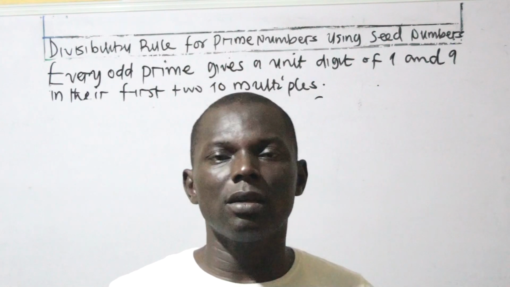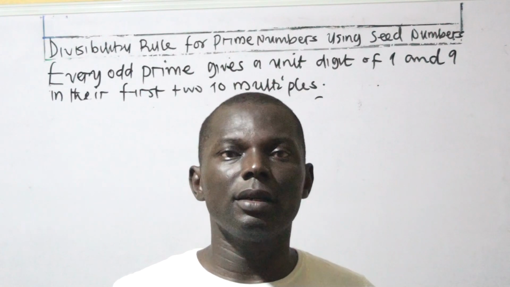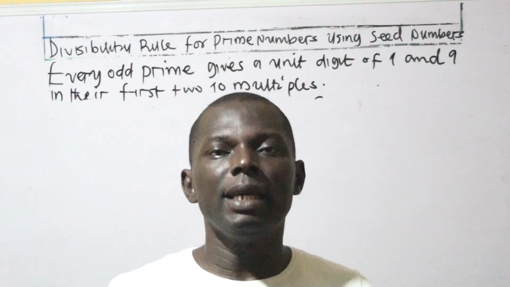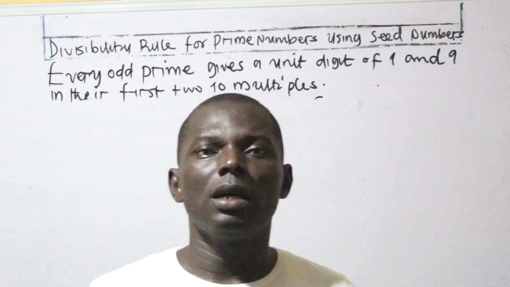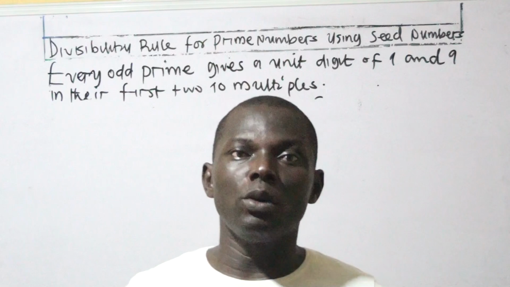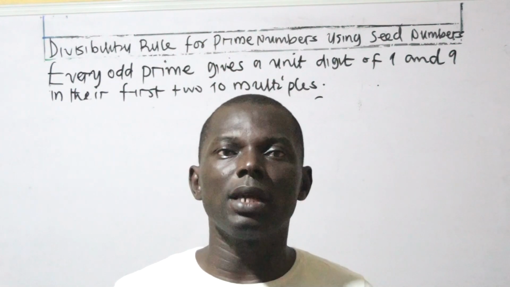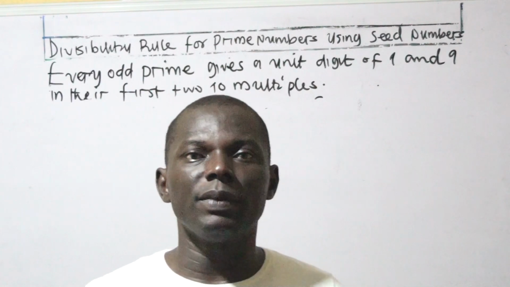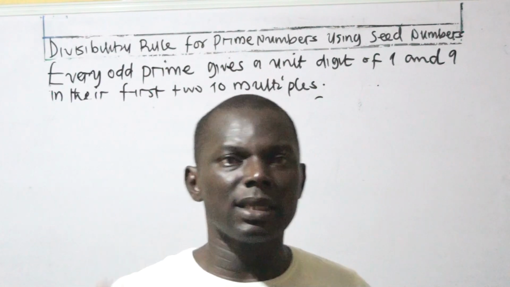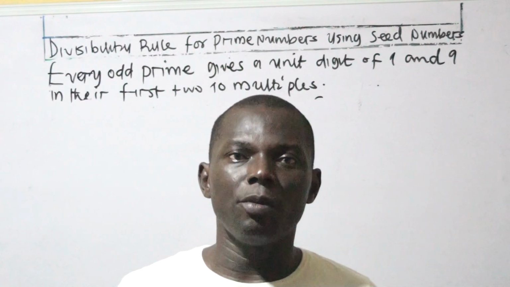So in this class, we're going to look at prime numbers such as 3, 7, and 11. Now for 2 and 5, the rules are quite obvious, so we will not be looking at 2 and 5, but 3, 7, and 11 in this class. In our next class, we are going to look at other prime numbers.